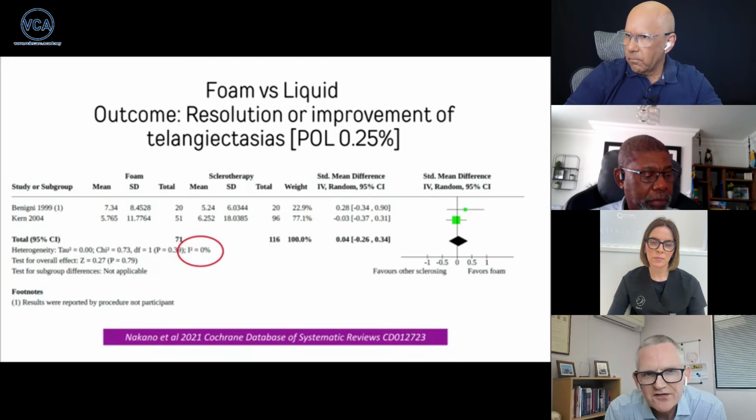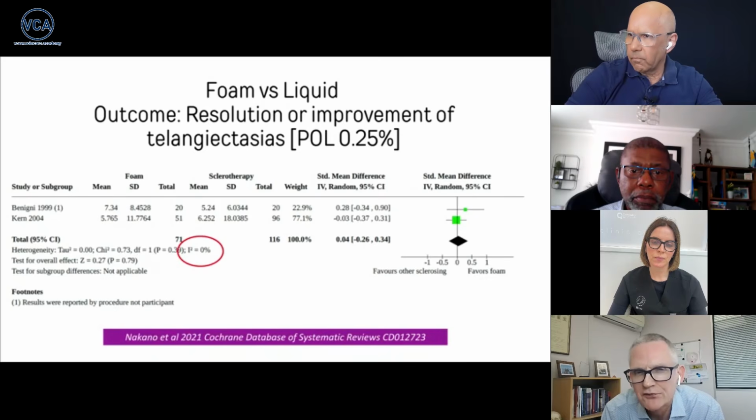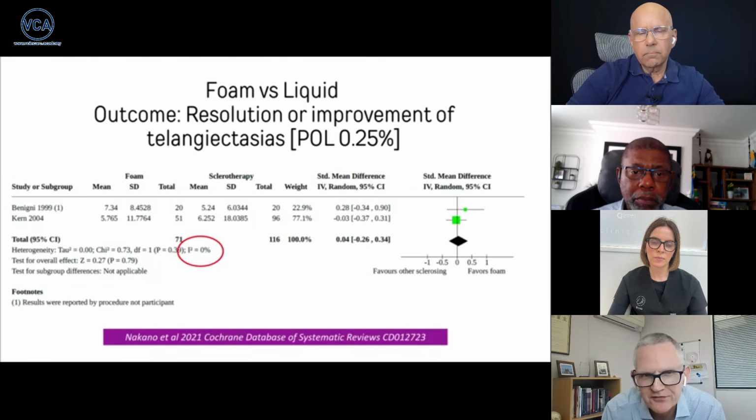When you see one of these, you don't need to worry too much about the numbers, but you can if you want. You want to look at the title of what it is comparing. In this instance, it's looking at foam versus liquid sclerotherapy, and the outcome is improvement of the telangiectasias using polidocanol 0.25%. Interestingly, as we were just saying, this was the only comparison of liquid versus foam. There were none for other agents in the review.